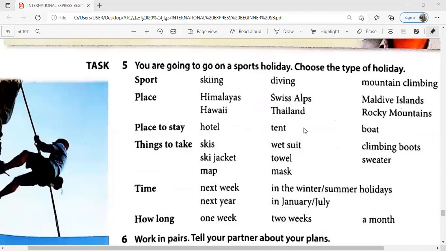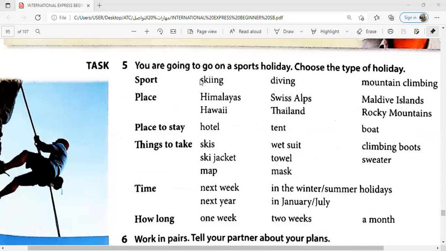Okay. Now, number 5 task. Of course, we are not going to do this. The idea here is as follows. Whenever you are going to make trips, what are your plans and what are your intentions? So what they tell us is you are going to go on a sport holiday. Choose the type of holidays. What matters to us here most of the time is the vocabulary we have here.